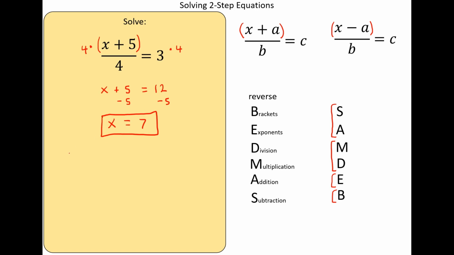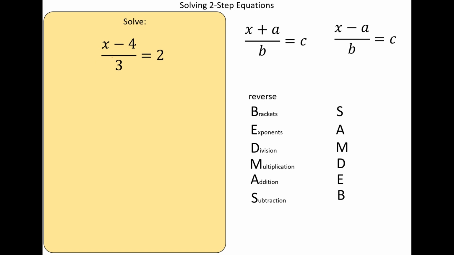Now, how do I know if I'm correct? Well, I can always check my work, right? To check my work, I replace x with 7. So now instead of x plus 5, I have (7 + 5) divided by 4 equals 3. But does that actually equal 3? Let's find out. 7 plus 5 is going to be 12. And 12 divided by 4. Does 12 divided by 4 get me 3? Yes. So that means x equals 7 is the correct answer.